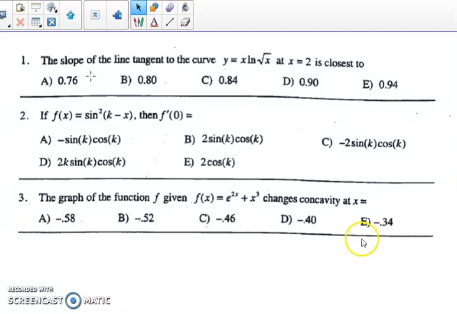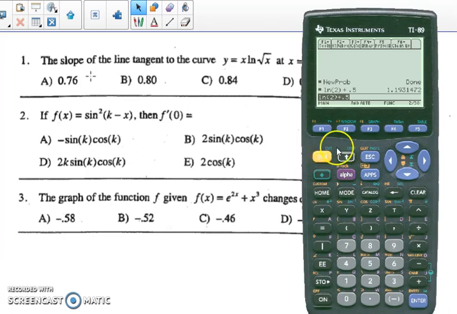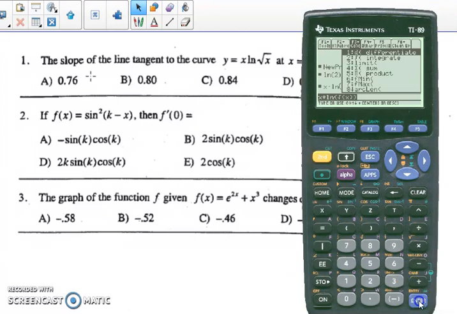All right, for these three problems, I'm going to do as much as I can on the calculator. First, they want the slope of the line tangent to the curve at x equals 2. So let's plug in the curve: x times the natural log of the square root of x. So that's my function. Now I'm going to go ahead and take its derivative using F3 calculus.